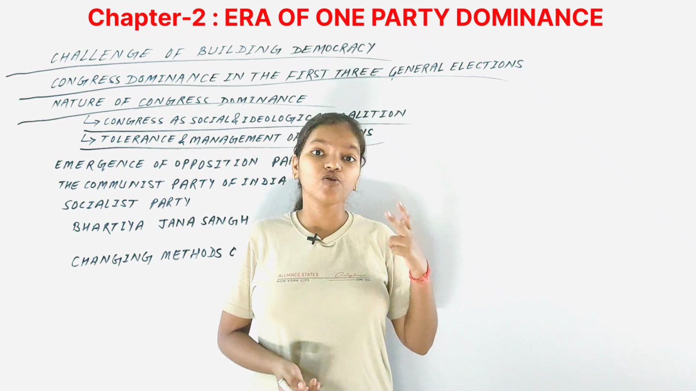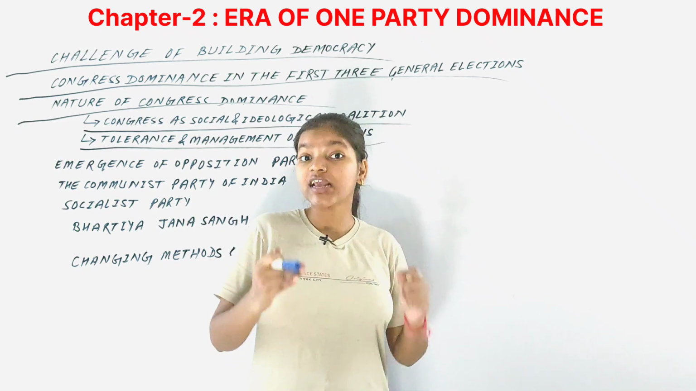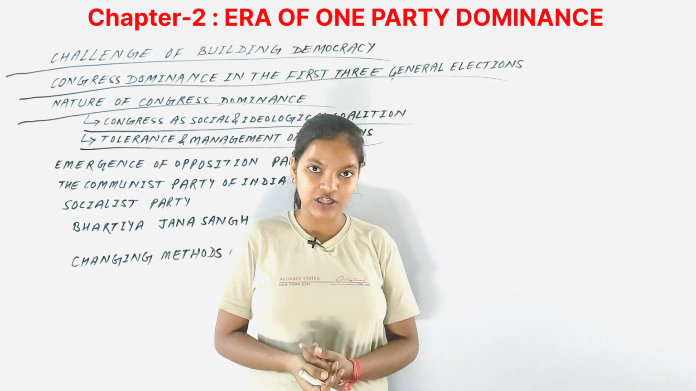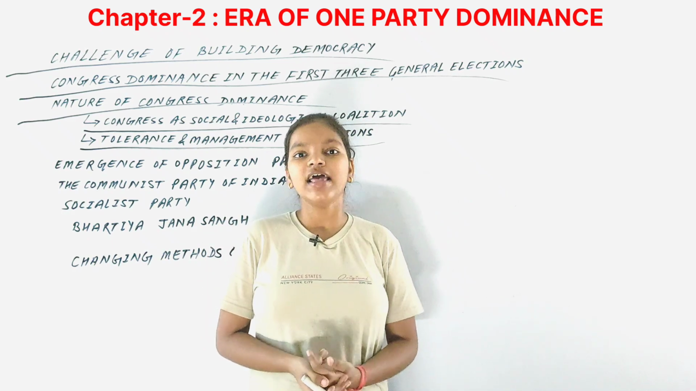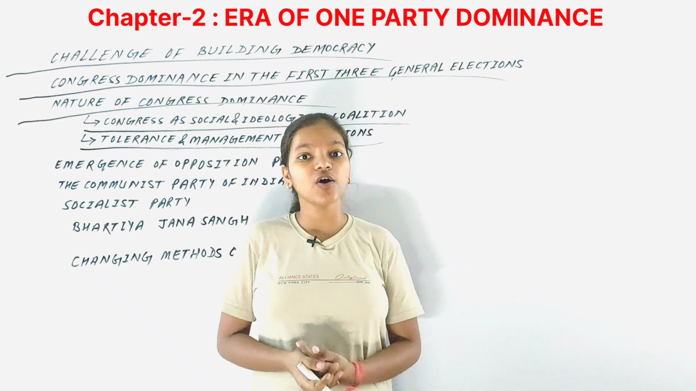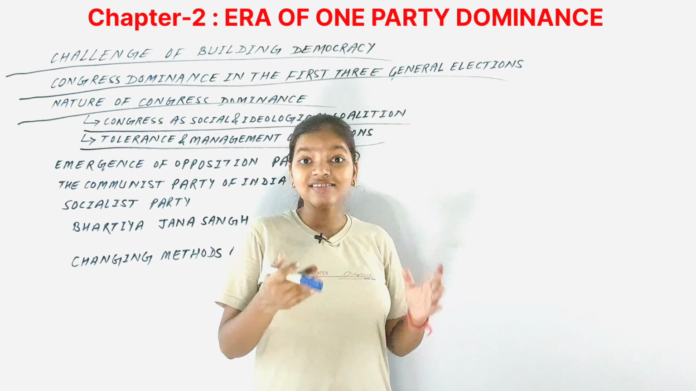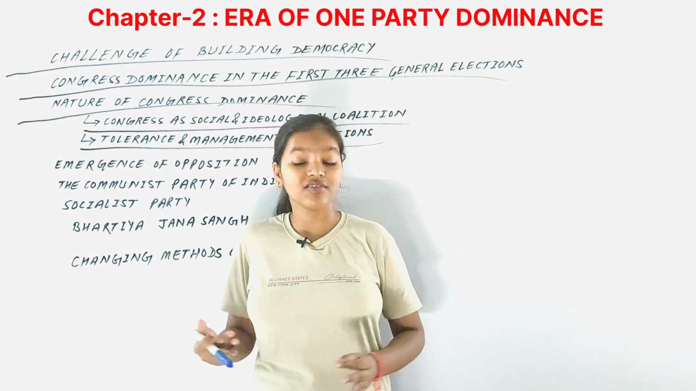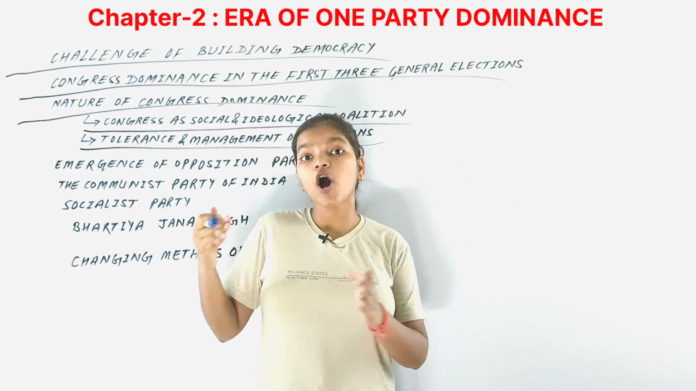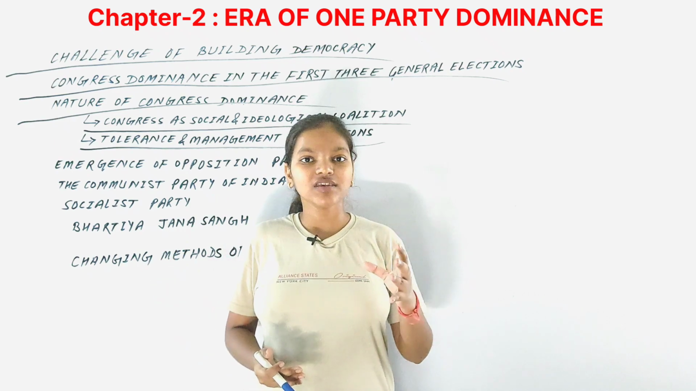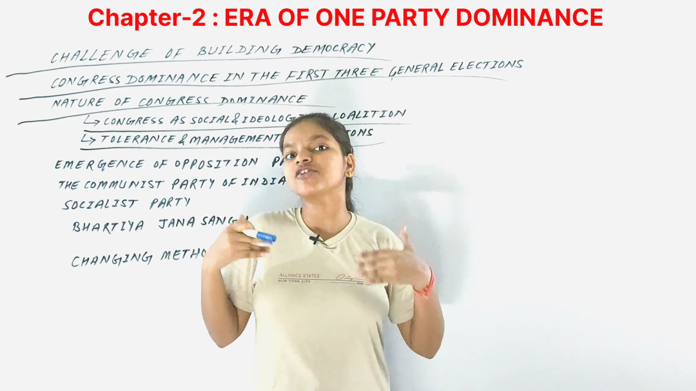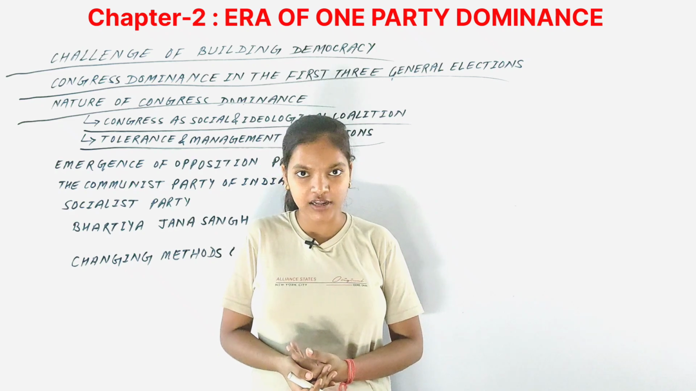Secondly, if there are so many factions, then there would be greater tolerance among those factions as well. And that is why even if the factions were not happy with the policies or programs of Congress, instead of forming their own parties, they were instead fighting the opposition parties. So they were having greater tolerance compared to other political parties.